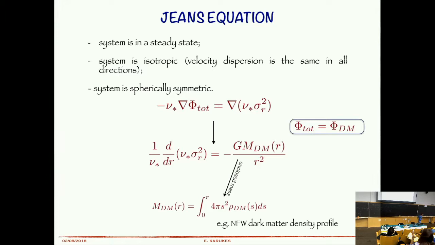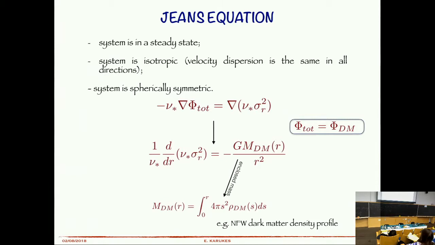For our systems, for dwarf spheroidal galaxies, this Jeans equation will look something like this, where it connects the number density of stars, the total potential, which we remember that in these galaxies the baryons, the stars, are not so important, so the total potential can be taken from the dark matter, which means that it describes the underlying distribution of the matter, and the kinematics, which is here the dispersion velocity.